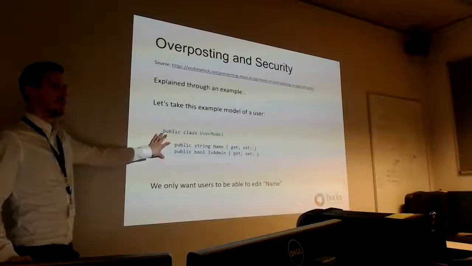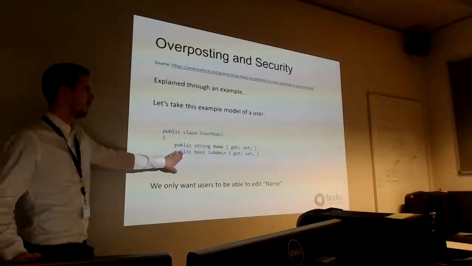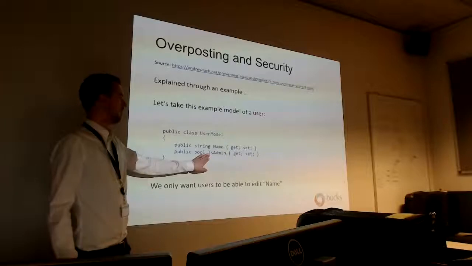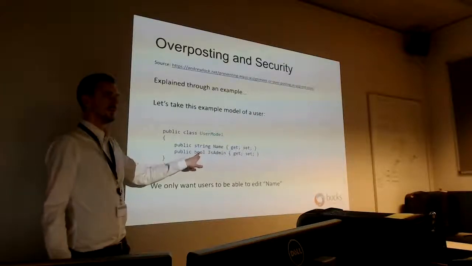have a model here of a user, and the user has a name, and they also have a field that specifies whether they're an admin user, for example. So this is a Boolean, so that means it's true or false.